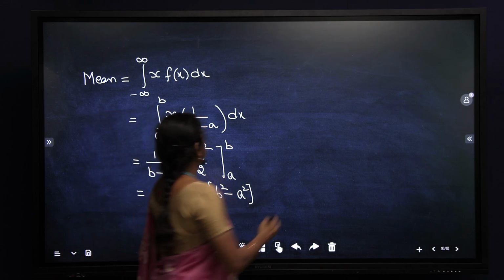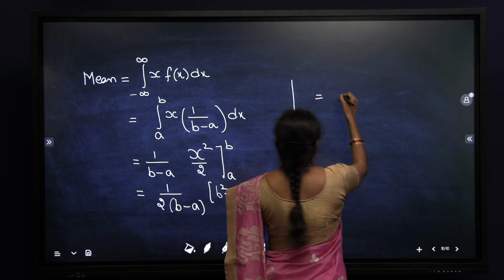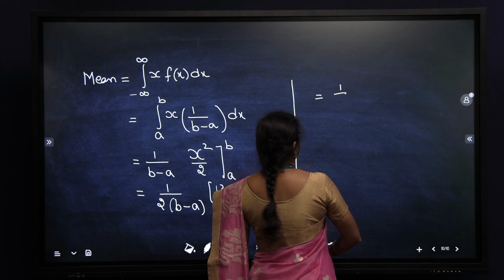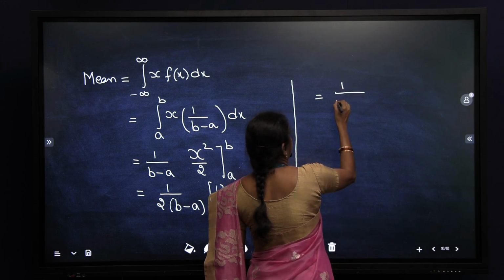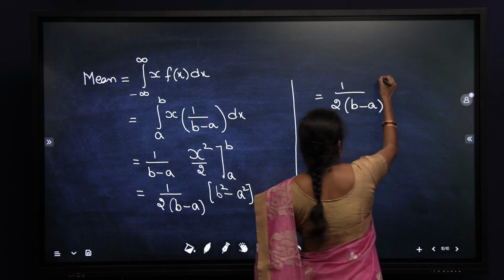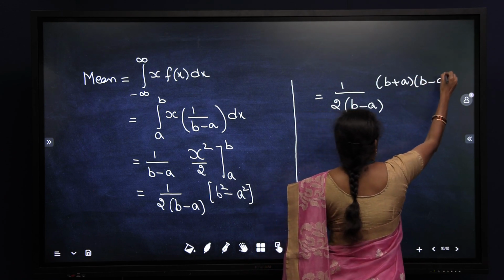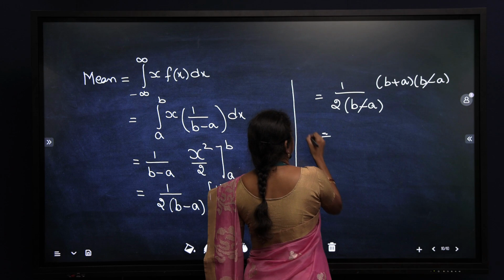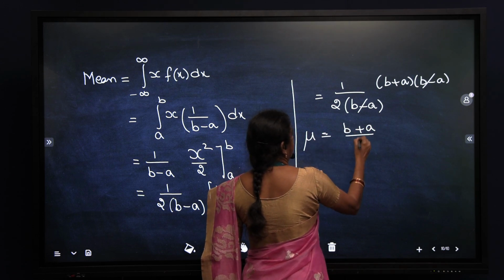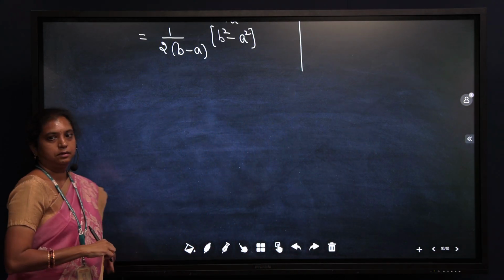So simplifying this, this is equal to 1 by 2 into b minus a, and in the numerator we can write b square minus a square as b plus a into b minus a, which will get cancelled, and the mean of uniform distribution is given by b plus a by 2. So the mean of uniform distribution is b plus a by 2.